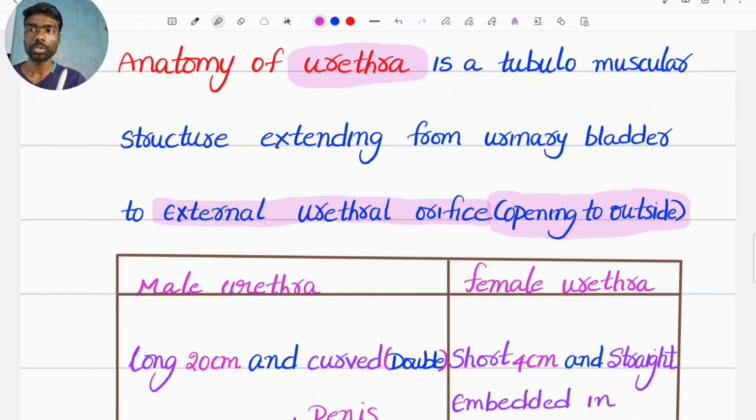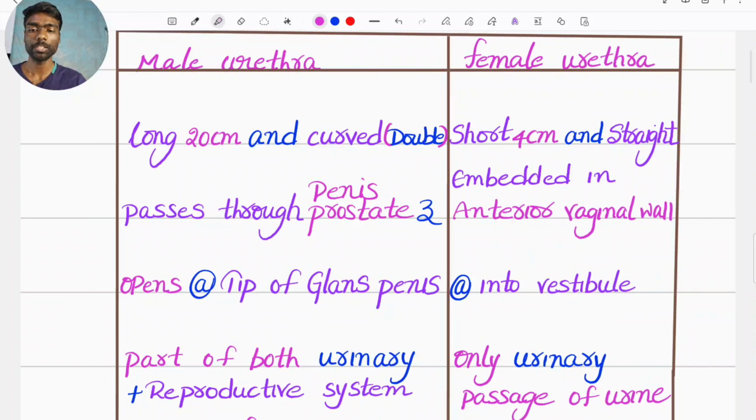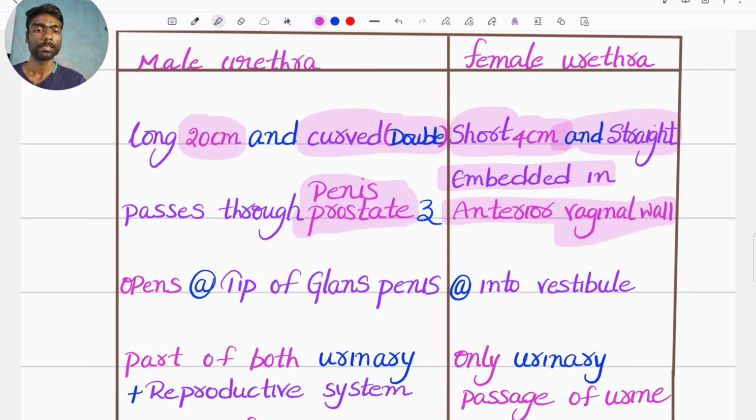Urethra is present in both males and females. What are the differences between a male urethra and a female urethra? Male urethra is long, approximately 20 centimeters, and curved, double curved, whereas female urethra is short, 4 centimeters, and straight in course. Male urethra passes through the prostate and then the penis, and then it communicates to the exterior at the end. Whereas female urethra is embedded in the anterior vaginal wall and opens into the vestibule.